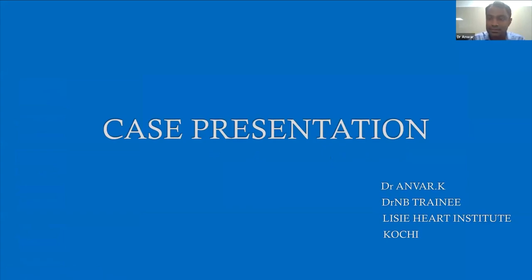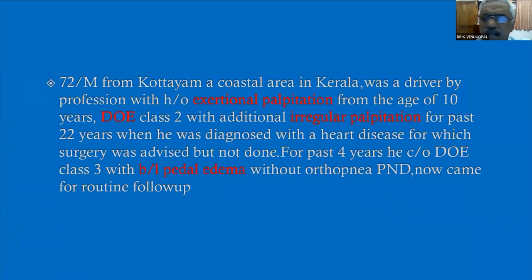Good evening, respected teachers and friends. I'm Dr. Anwar, DNB trainee. Presenting the case of a 72-year-old male from Kottayam, which is a coastal area in Kerala. Kottayam is not a coastal area. He had palpitation from the age of 10 years and dyspnea on exertion class 2 with additionally irregular palpitation for the past 22 years.